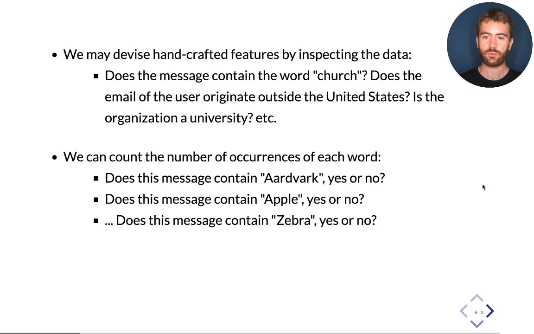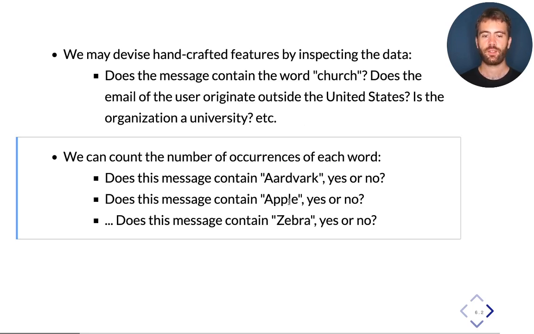So one general way of defining features would be to look at every possible word and count how many times it occurs, or to have an indicator for whether it occurs or not. So something like we did earlier here with the word church, but we can do it with every possible word in the dictionary. So one feature would be, does the message contain aardvark? Does the message contain apple? And then does the message contain zebra in the end? So all the possible words. This is actually a really powerful idea that I'm going to talk about in more detail shortly.